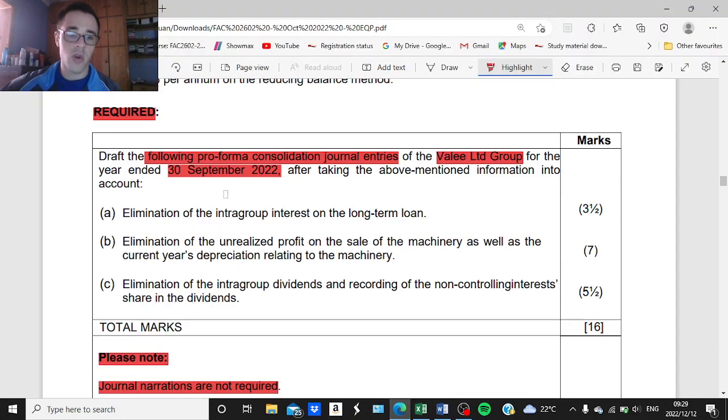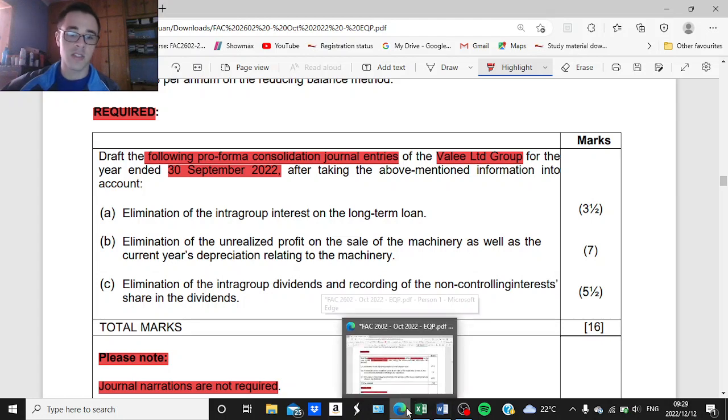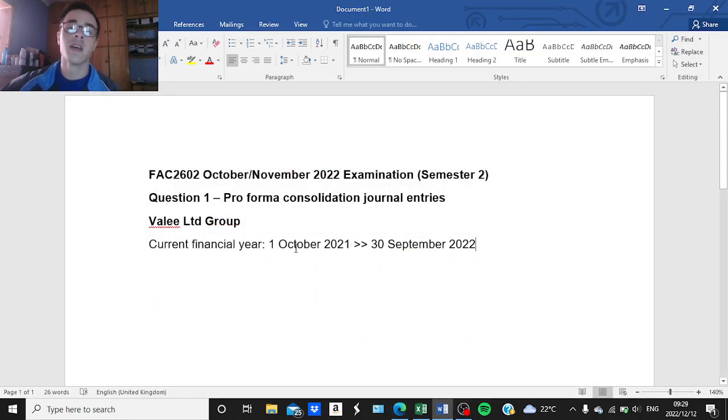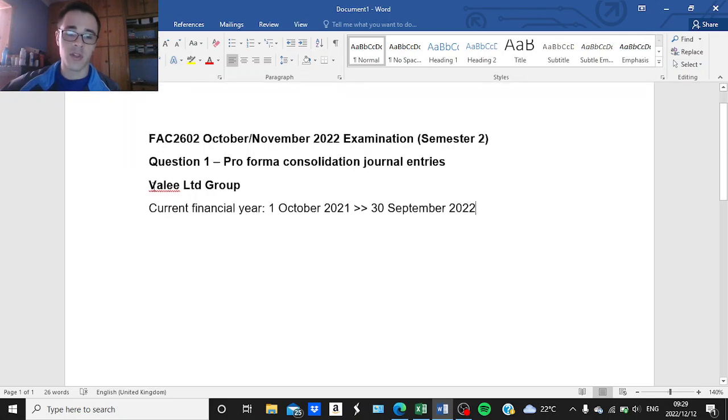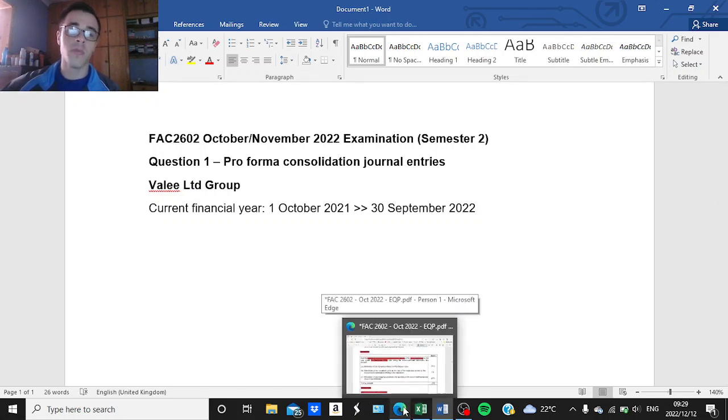Now, according to our required section, the current year has ended on the 30th of September 2022. So this means that the year has started on the 1st of October 2021. And since we are drafting the pro forma consolidation journal entries for the Valley Limited Group, we know that Valley Limited will be the parent in this question, and the other company that they refer to in the information will be the subsidiary.